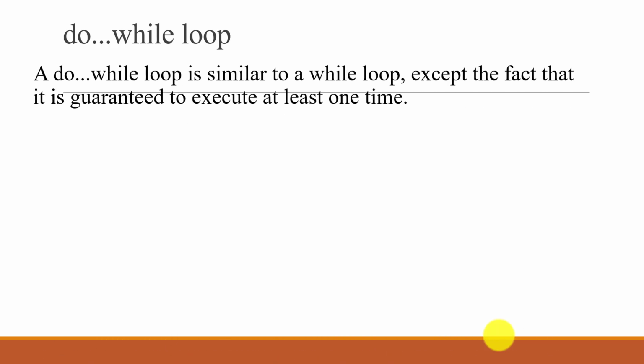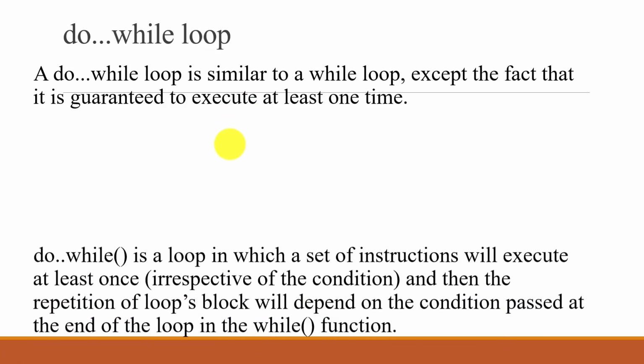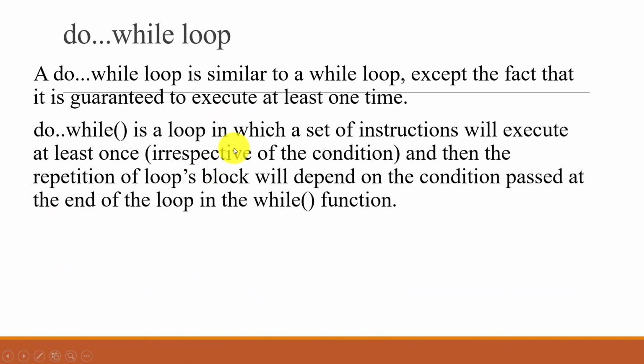Now do while is basically similar to the while loop, because in the last video we also discussed what is while loop. In while loop we check the condition at first, but in do while it is guaranteed to execute at least one time. That is, at first it executes only once. So a do while loop is similar to a while loop, having a block, a set of instructions, that will execute at least once.